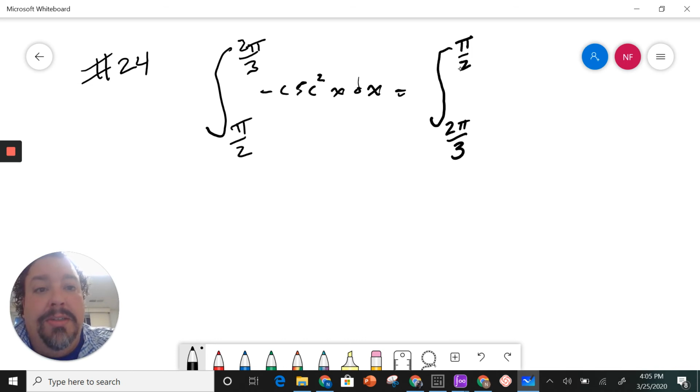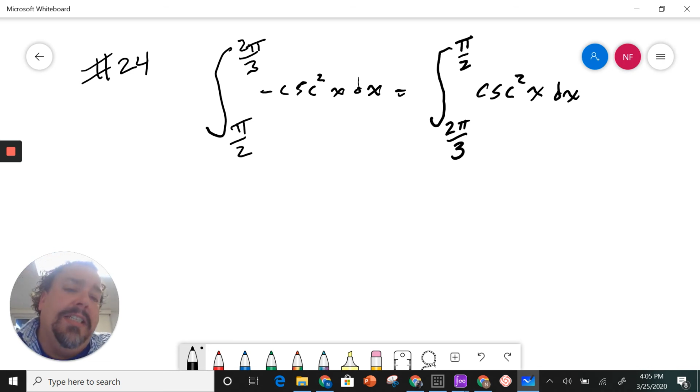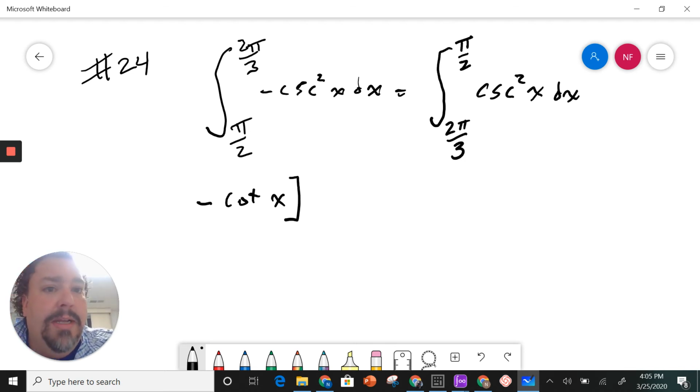And since we switched the bounds, that's automatically going to change the sign. So now it's positive cosecant squared x dx. And again, that's kind of a fundamental integral that you have to have memorized. And the integral of that is going to be negative cotangent. So we're going to evaluate negative cotangent x from our upper bound of pi over 2 to 2 pi over 3.